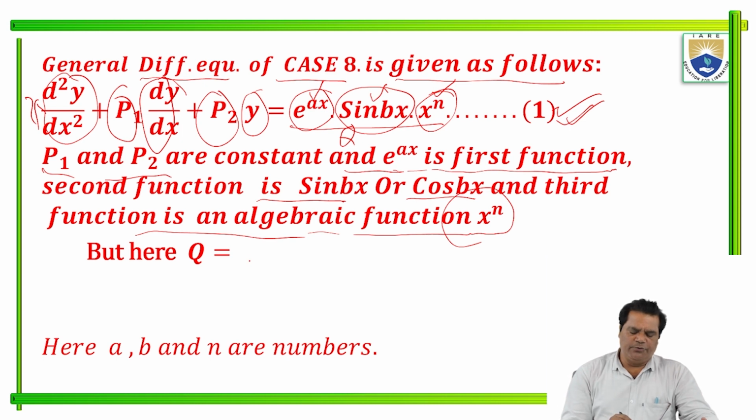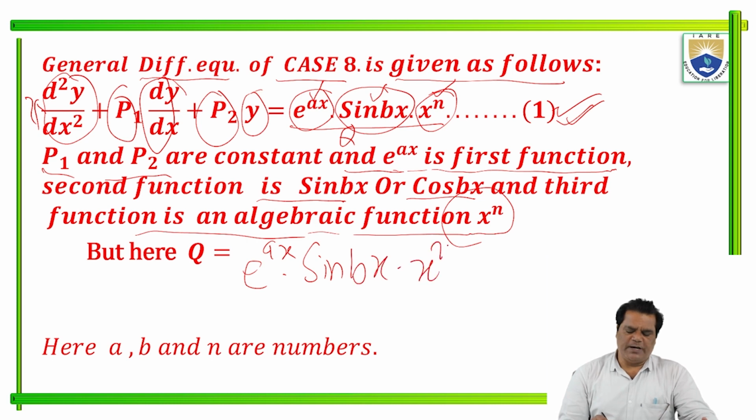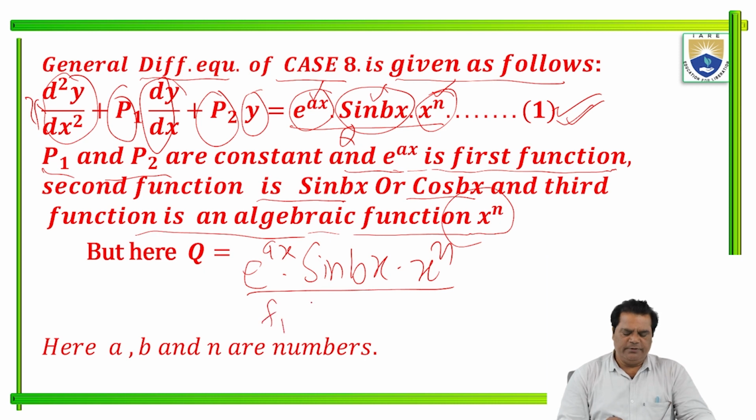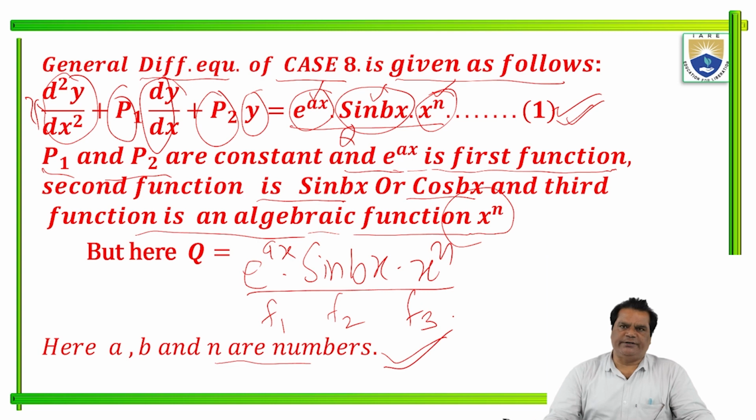Here Q equals e to the power ax into sin bx into x to the power n. This is the value of Q. This is function 1, this is function 2, this is function 3. All functions are multiplied. Here a, b and n are numbers, constants.